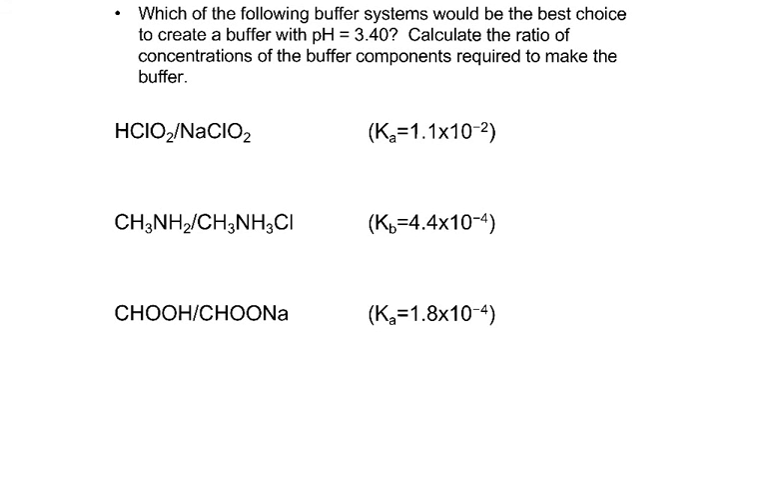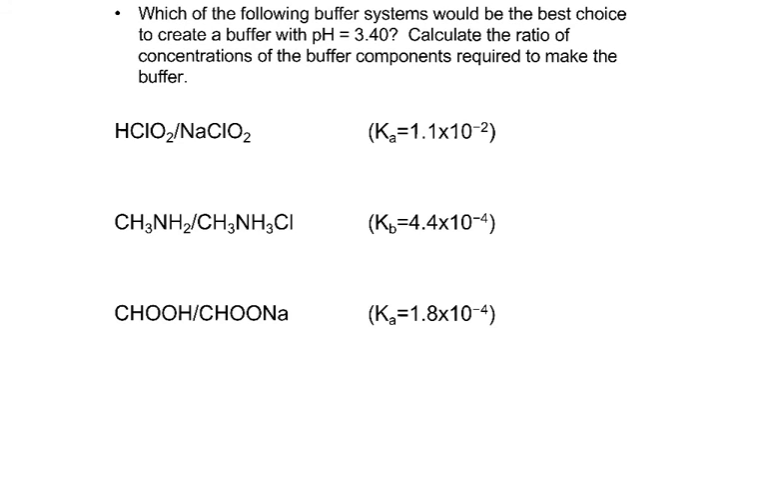In this example, we want to determine which of the following systems would be the best to choose if I wanted to make a buffer with a pH of 3.4. And then the second part, I want to know what is the ratio of the concentration of the buffer components required to get the pH to exactly 3.4. So let's answer the first part first, right? Which one of these would I choose if I'm looking for a buffer with that pH?